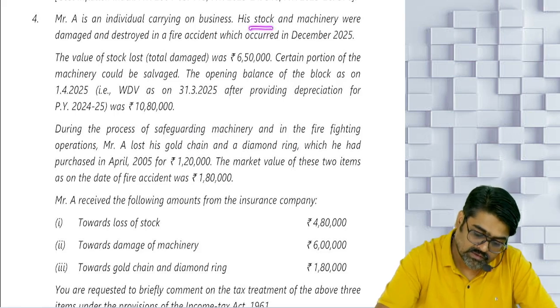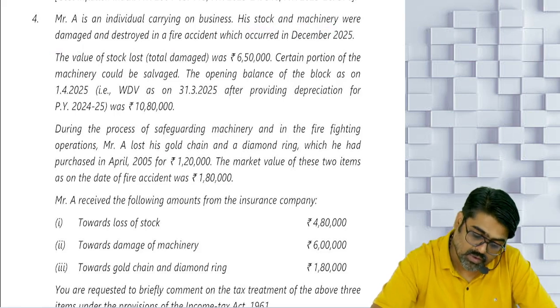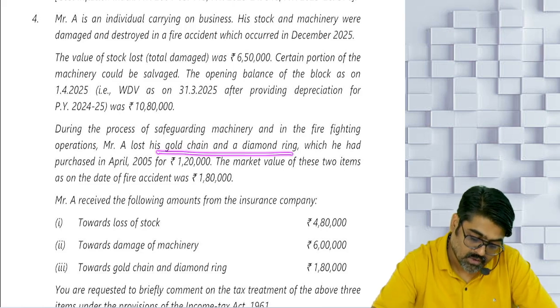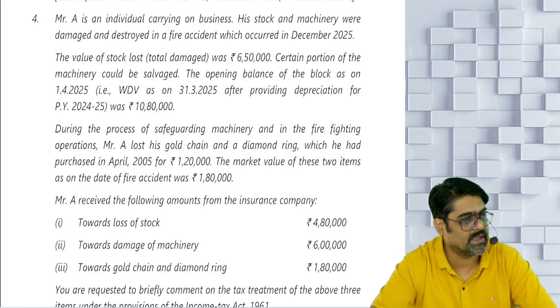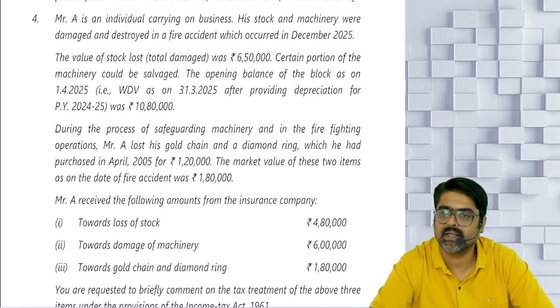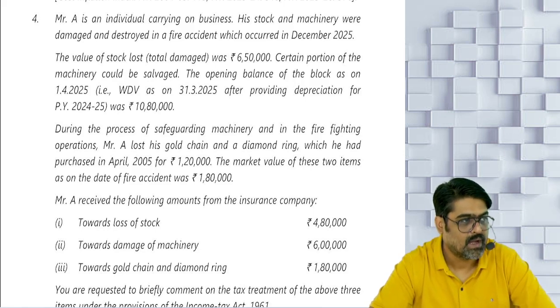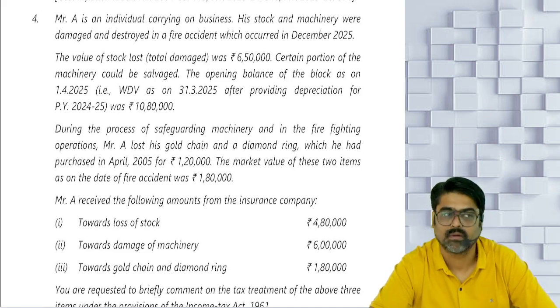Now, are these damaged or destroyed? Yes or no? Your gold chain and diamond ring were also lost in the firefighting operations. So the gold chain and diamond ring is also damaged or destroyed. So 3 assets are getting damaged or destroyed: stock, machinery and gold chain, meaning your jewelry. Out of 3 assets, 2 assets are your capital asset.